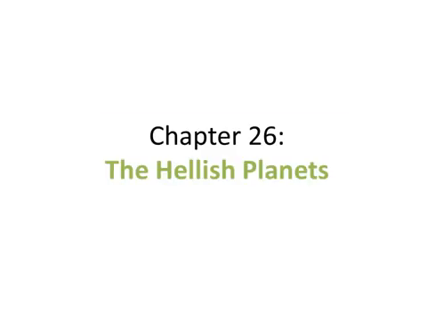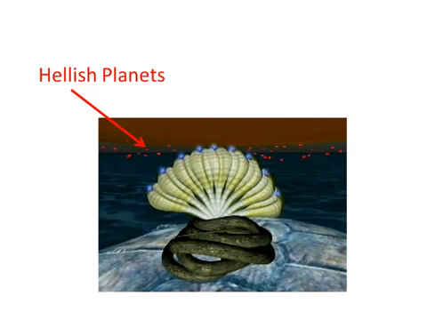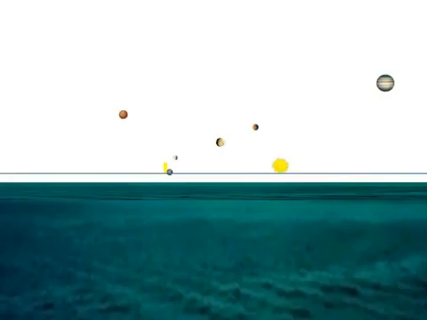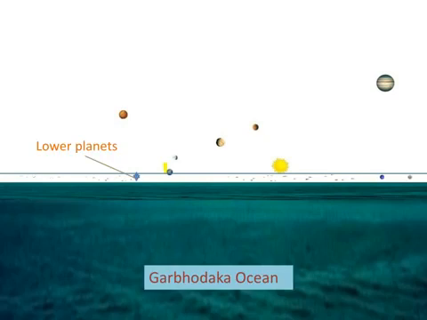Chapter 26, the hellish planets. The hellish planets here are placed just above Lord Ananta in this diagram. Where is this? Actually, just between the lower planets and Garbhodaka Ocean, just above the Garbhodaka Ocean, just in existence as it were, is the hellish realms.